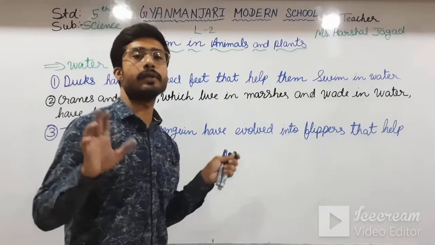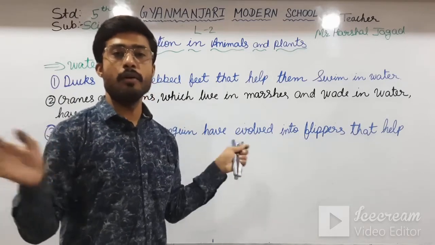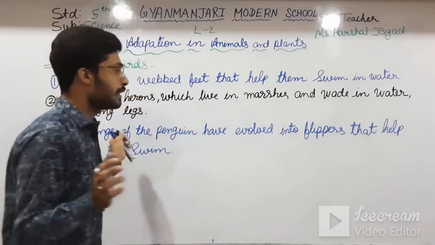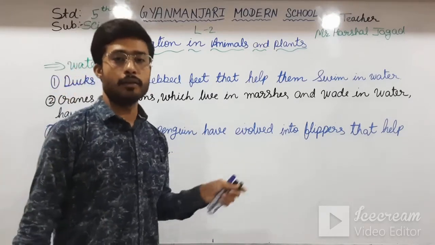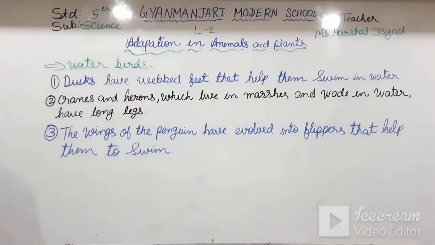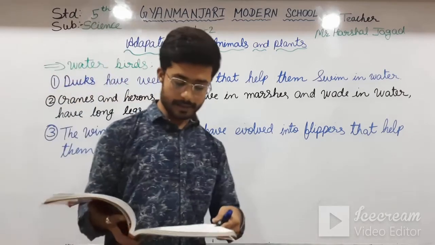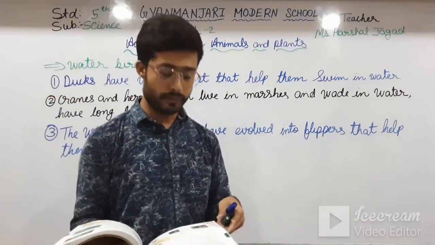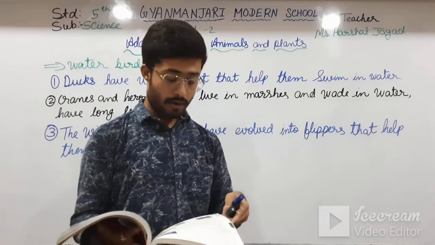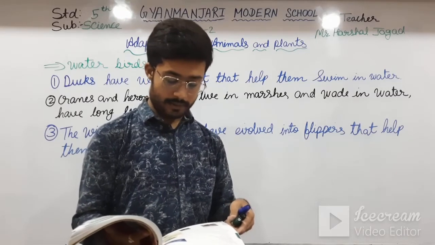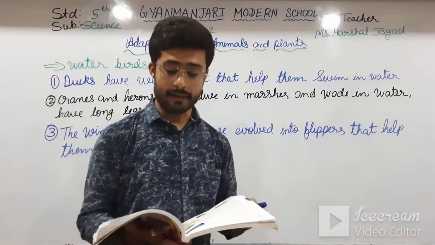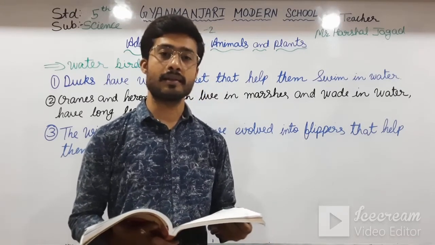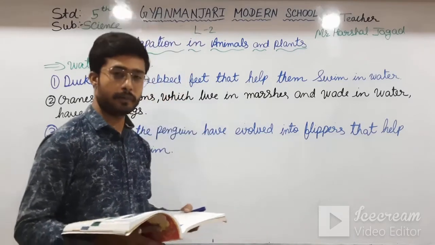We all know, we have seen that the penguin has flippers, so when it goes in the water, it helps the penguin to swim. Okay students, see here, there are pictures over here. On page number 154, the first picture is of a duck, the second picture is of a heron, and the third picture is of a penguin. Okay students, these are the 3 points of water birds.